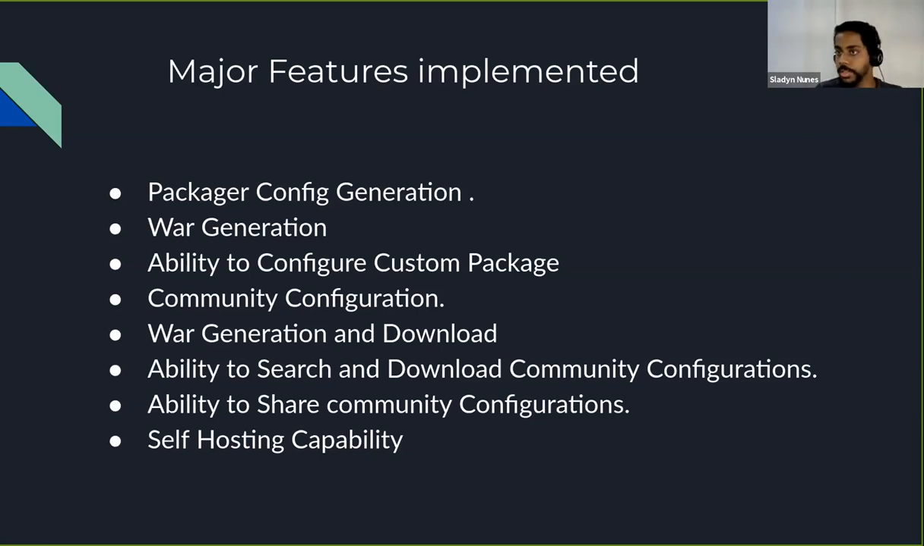The community configuration, as requested, one of the most requested features. So having community configurations where you can use Blue Ocean or maybe AWS, Kubernetes, and so on and so forth. The next one was the ability to download WAR. Up until phase two, you only had the generation. We then supported downloads, so you could click a button and download the WAR file right from the user interface. The ability to search and download community configurations. After adding support for community configurations, we added the support to then search and download them.